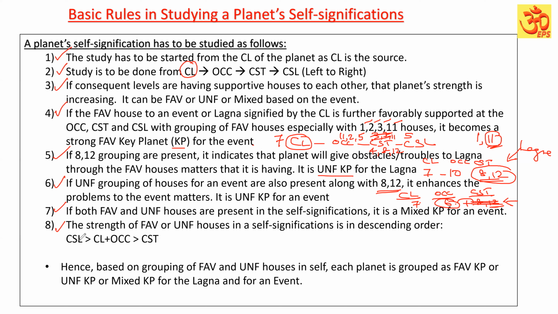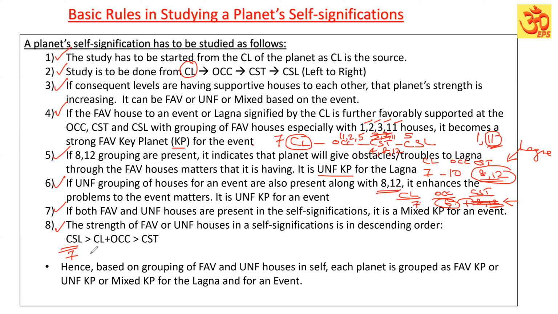Next point: the strength of favorable or unfavorable houses in a self-signification is in descending order. When you're talking about CL, OCC, CST, CSL, the houses in these levels can be in any of these, or in consequent levels, or in alternate levels, favorable or unfavorable. But the houses in CSL will always be stronger, because the 7th cuspal sublord is stronger than the 7th lord. Because the 7th cuspal sublord is the authority planet.